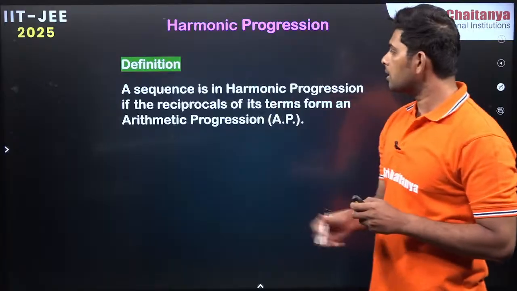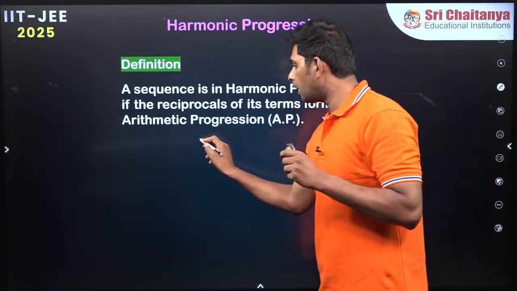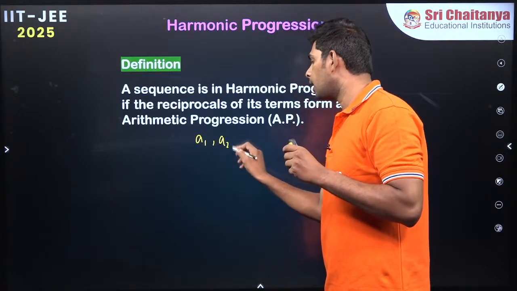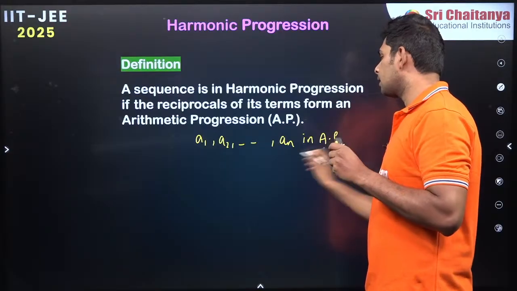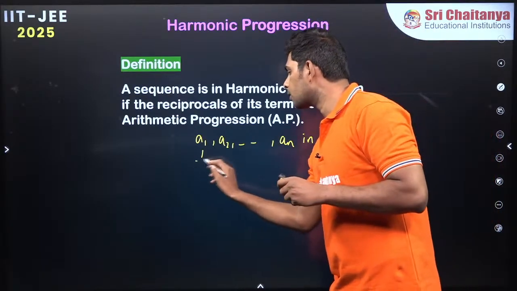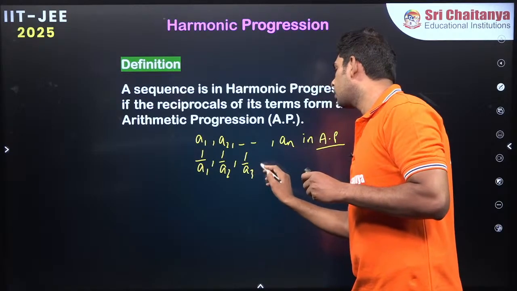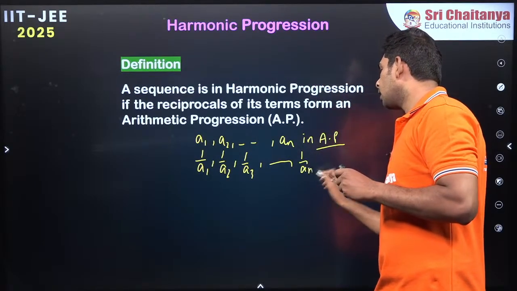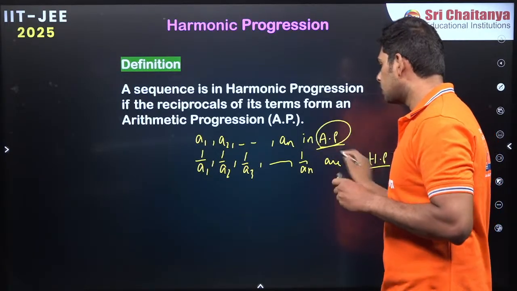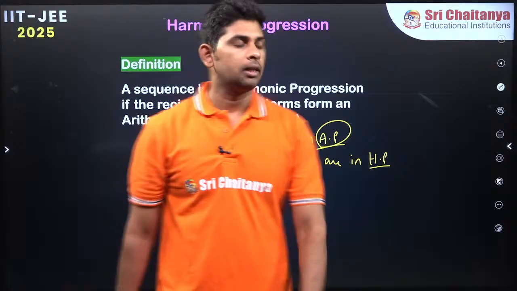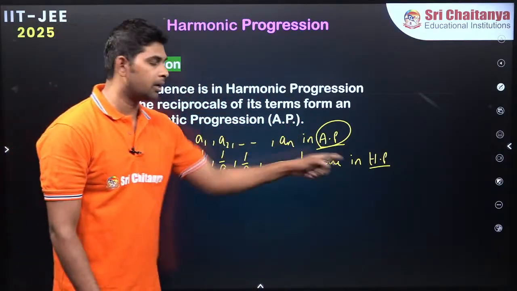Right, so a sequence in harmonic progression: if A1, A2, A3 up to AN are in AP, then the reciprocals of all these terms, that is 1 by A1, 1 by A2, 1 by A3 up to 1 by AN, are going to be in HP. The reciprocal of the terms of an AP is called HP, harmonic progression.